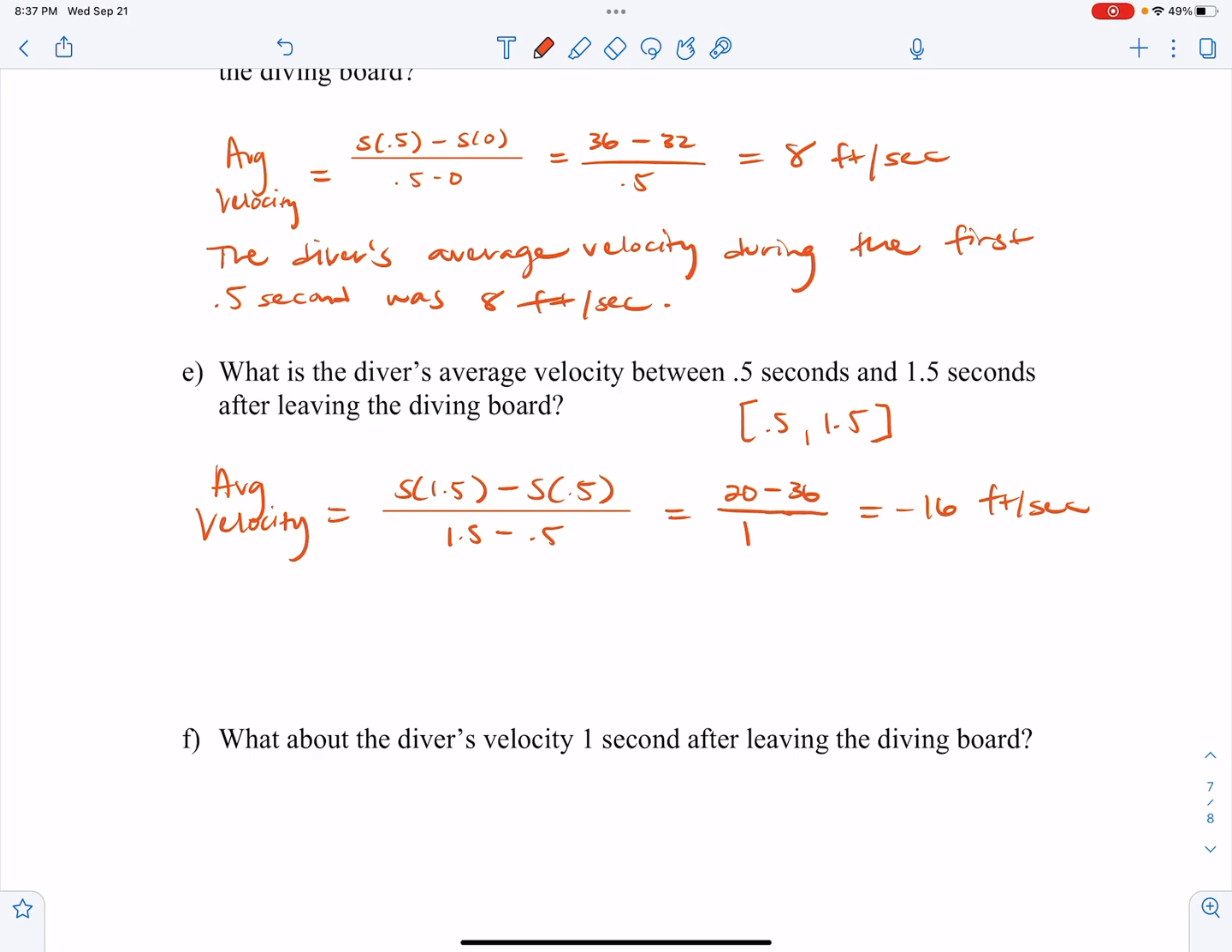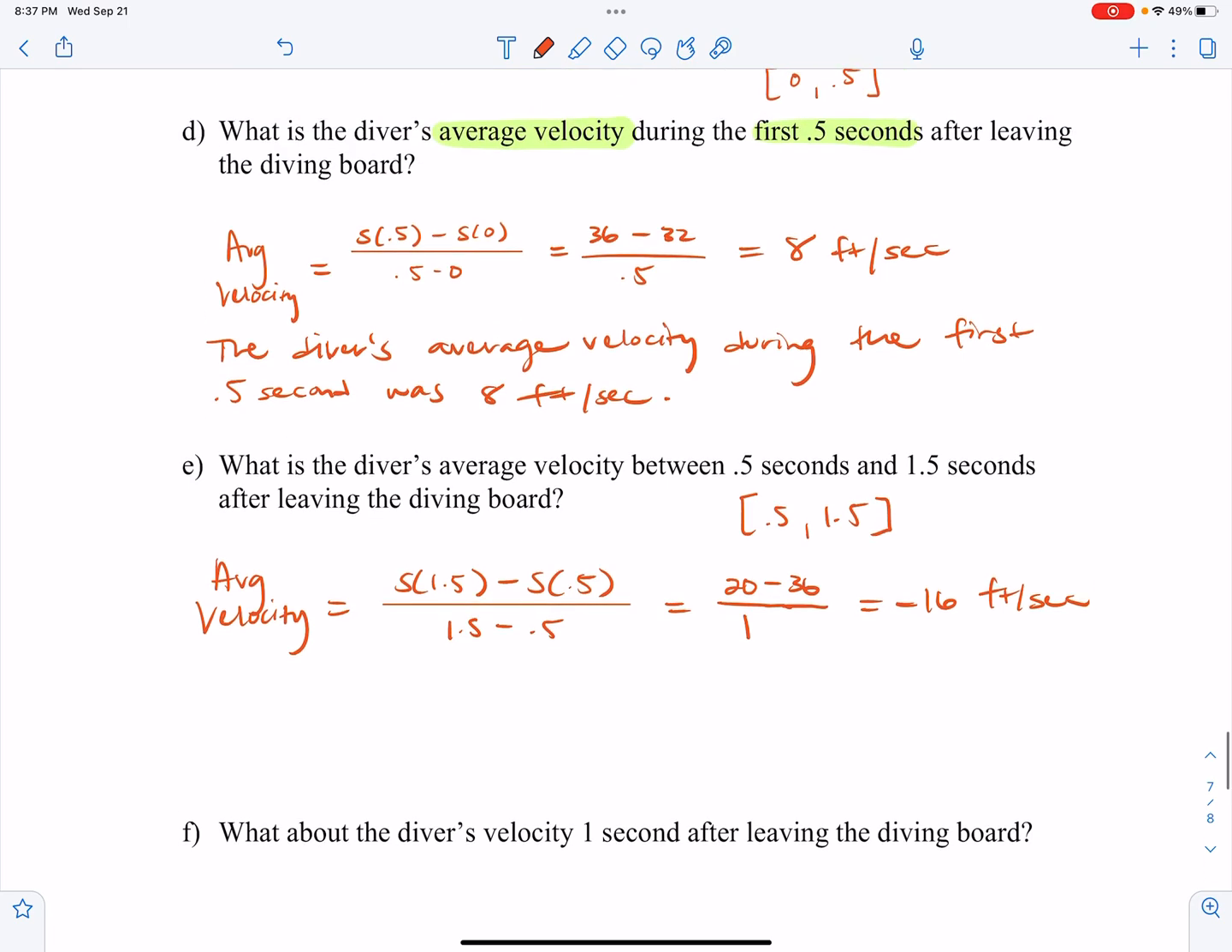Oh my goodness, we got a negative value. What does that mean? Well, we knew that the previous question was right before he reaches his highest height. And then after he reaches the highest height at 0.5 seconds, he's going to start his descent. So as time is passing, his height above the water is going to be decreasing, and that negative indicates that. It's usually best to interpret that negative.